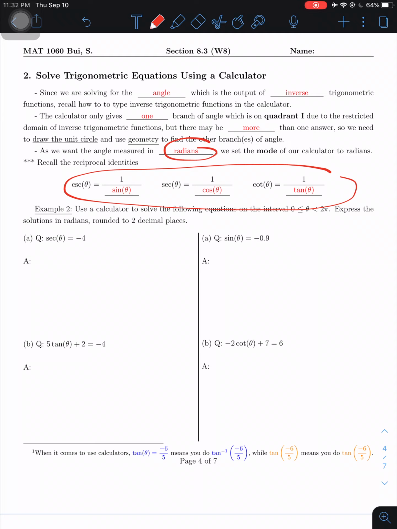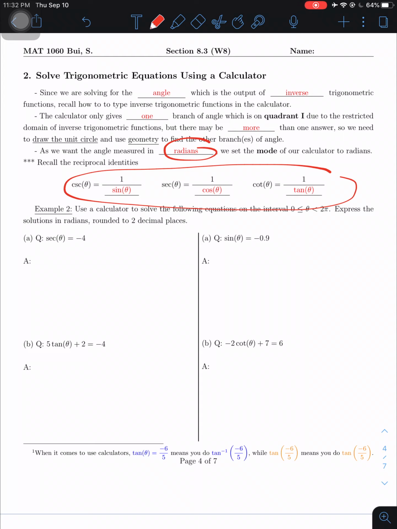The calculator only gives one branch of the angle, which is usually in quadrant 1 because it's positive. But there might be more than one answer, right? So we have to stick with the pictures, the 4 circles that I drew earlier, I remember on page 2 or something like that, to figure out the other angle, okay? Because we usually have 2 family angles, right? So make sure you use the geometry to figure out the other branch of the angle, and then we're good from there, okay?